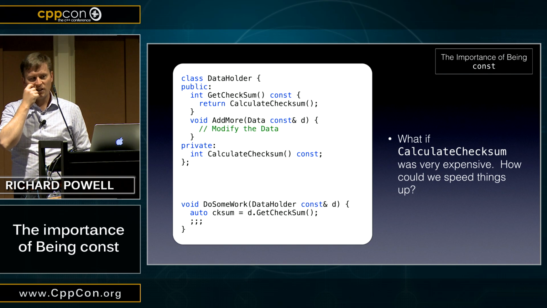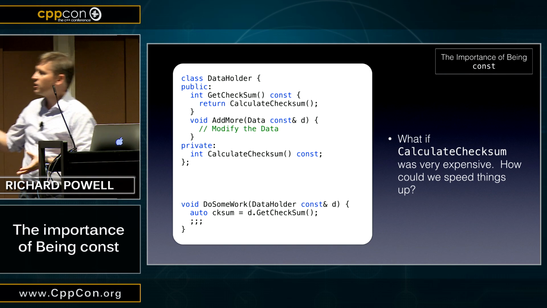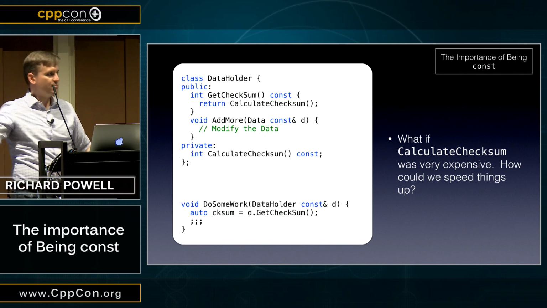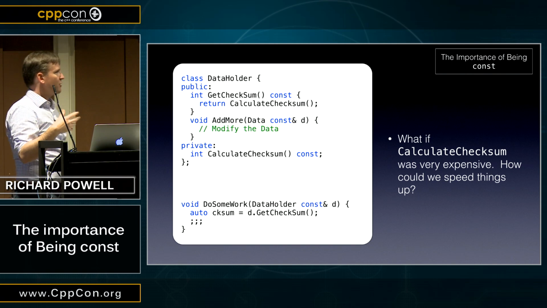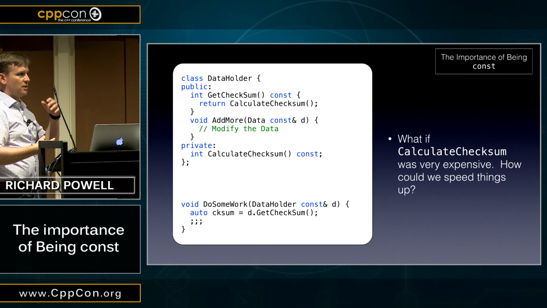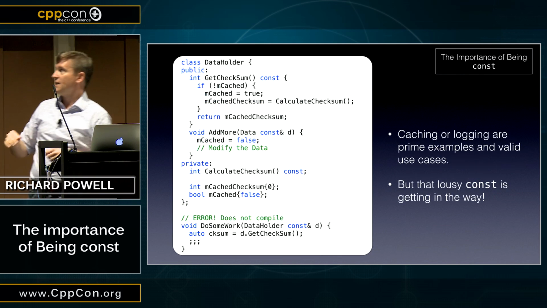So what if I want to accelerate my code, if you will? Like, what if CppCon was very expensive? How could we speed things up? Before I said that logging is a great way of using mutable, and another valid use case would be caching. Well, this would be a great idea. Let's go ahead and add caching.